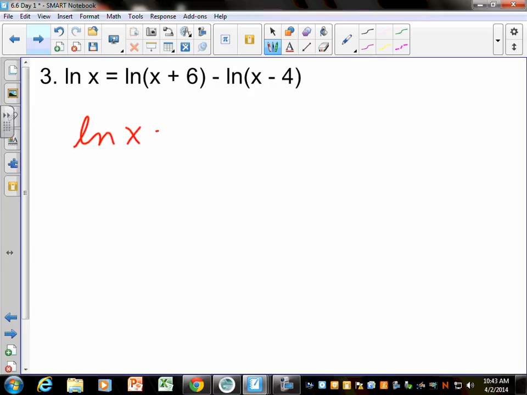Same idea as the last one. You can't get rid of LNs if they're added and subtracted. So that's why the properties that we learned in 6.5 are so important. Subtraction goes back together as what? Division. So this is the same as saying ln of x plus 6 divided by x minus 4.